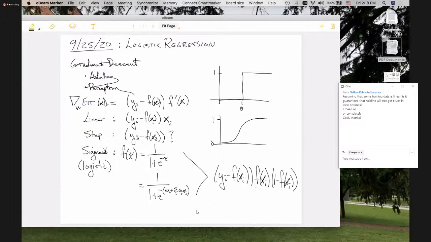Where this is the derivative of the logistic. And so we can use that logistic function as the output function for the perceptron instead of Adaline, and get the type of behavior that we saw with the basic perceptron update rule that we talked about on Monday.